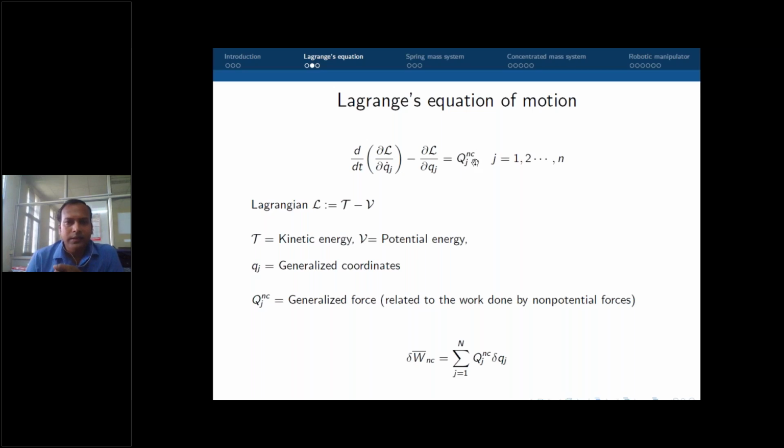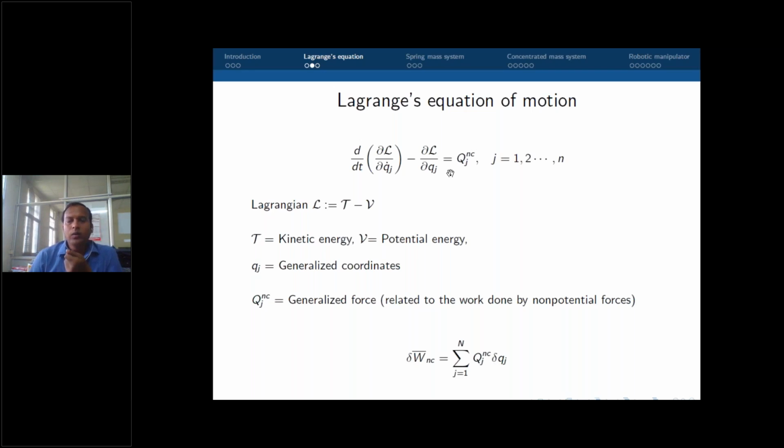Now, what is this term Q_j NC? This term is called generalized force, and it is related to non-potential forces, that is, the work done by non-potential forces. Suppose there is some dissipation force, say damping; that is a non-potential force. Related to that, some virtual work will be there. So we can find this generalized force by calculating the virtual work done by that force. It can also be an externally applied force. In that case also, you can find the virtual work done by that external force. At the bottom of the slide, I have given the equation delta W NC equals summation j equals 1 to n. From this you can get the expression for the generalized force.